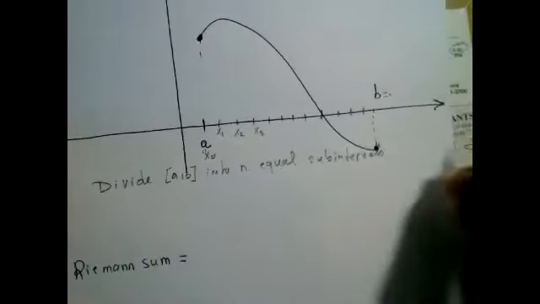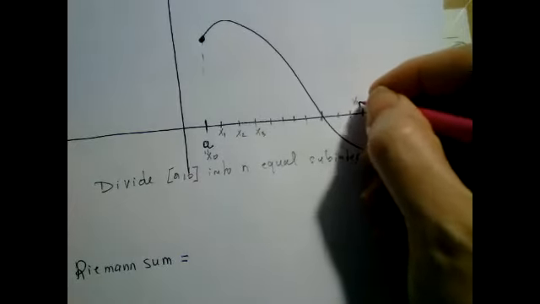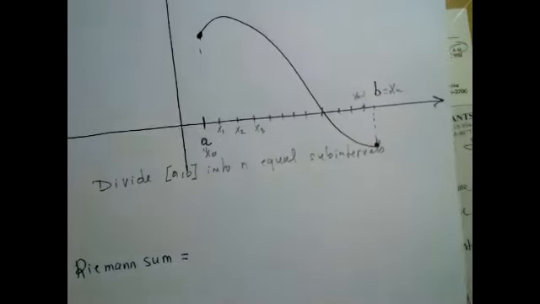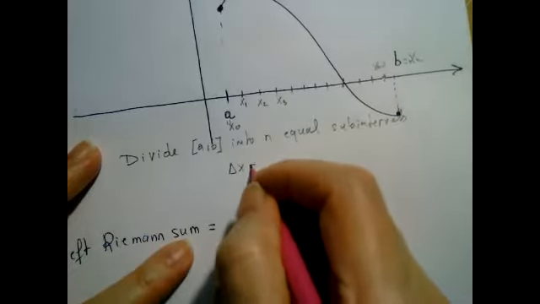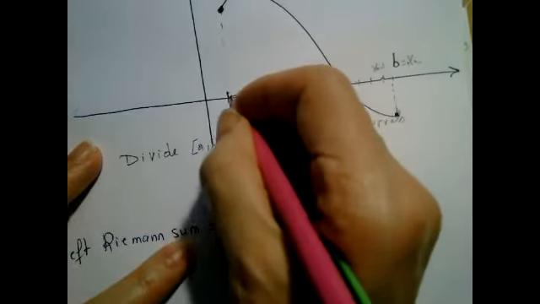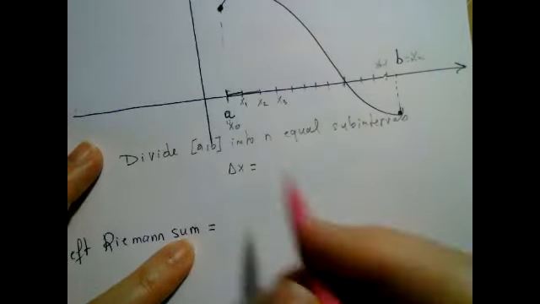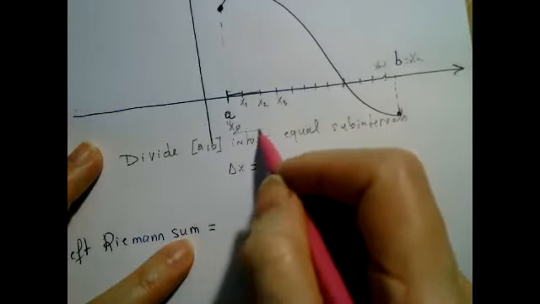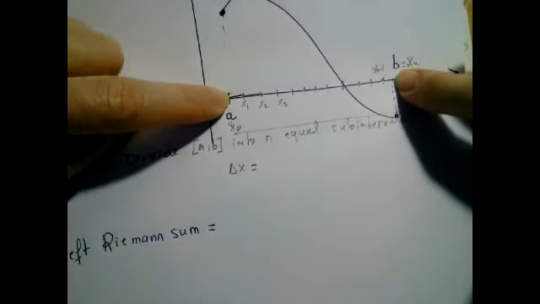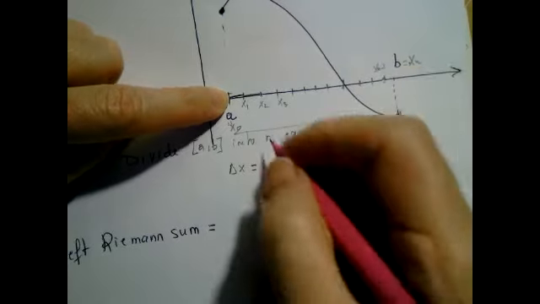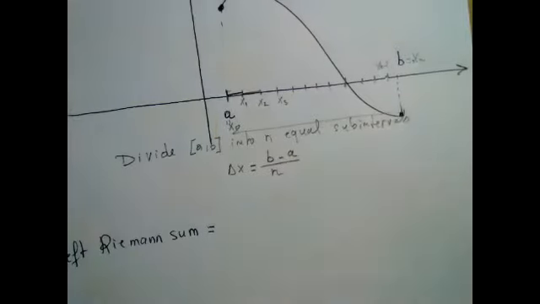Since it's n pieces, this is my xn, and this is my xn minus 1, the one before it. And we call delta x the length of every piece. So from here to here, that's the delta x. Now delta x is what? My whole interval, the length from here to here, is b minus a. I divide it into n pieces, so delta x is b minus a divided by n.